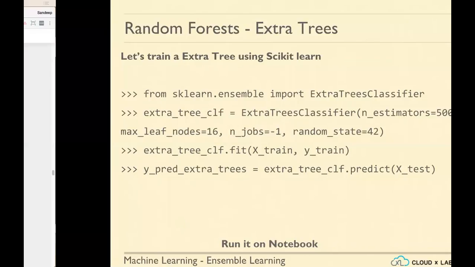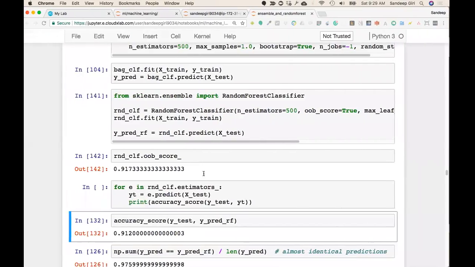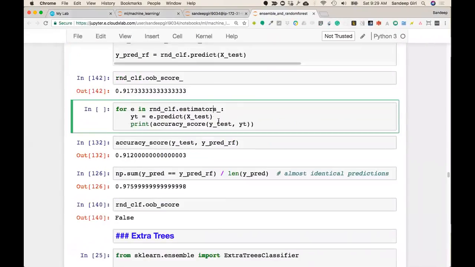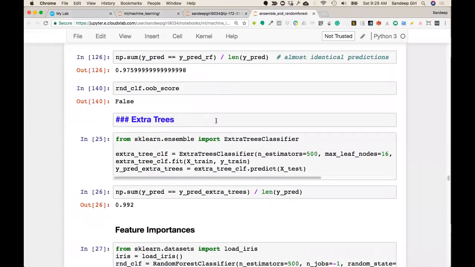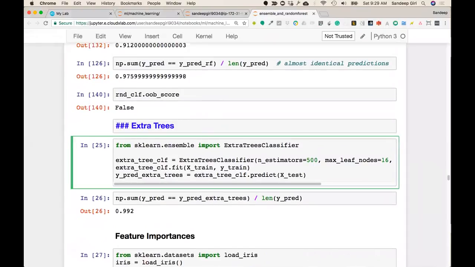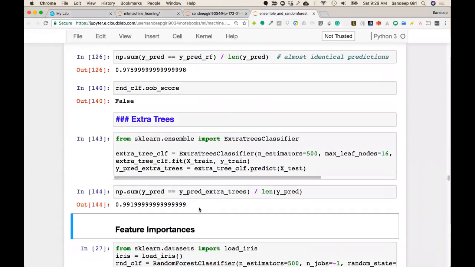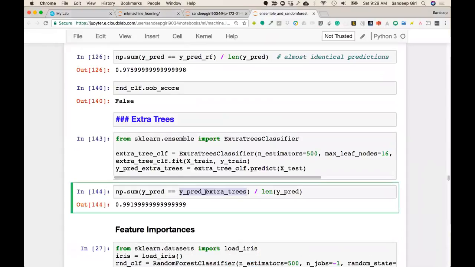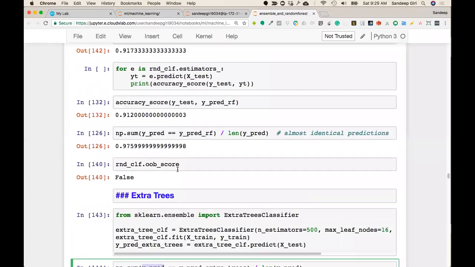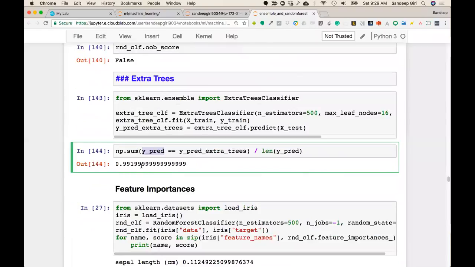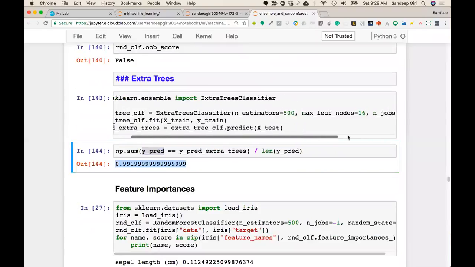Let me just try to execute this. We have talked about all of this part. So here we are. These predictions are very similar to our usual ones, the predictions from our regular trees.